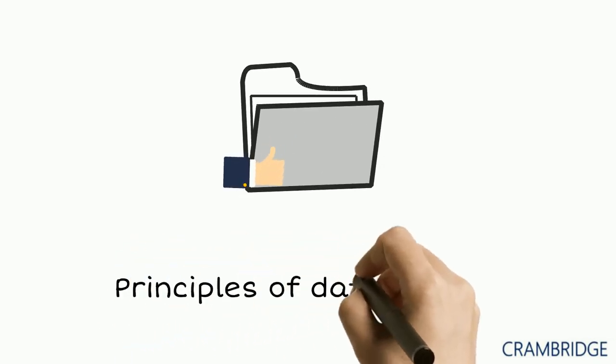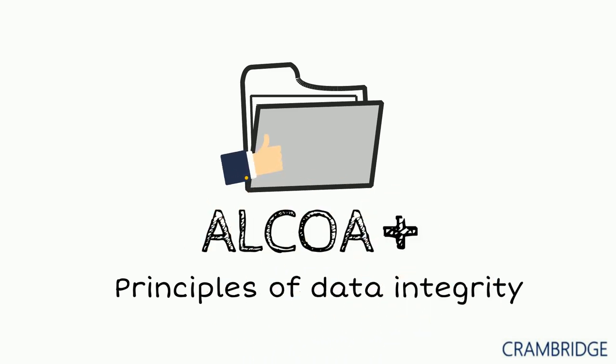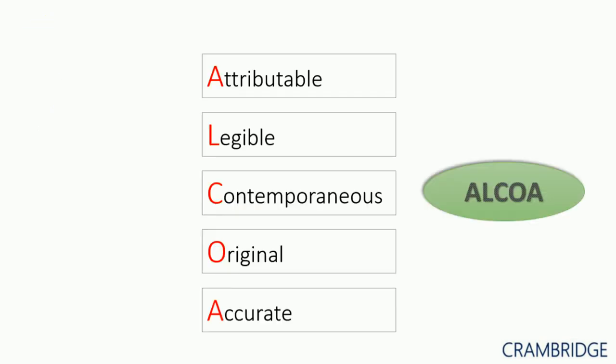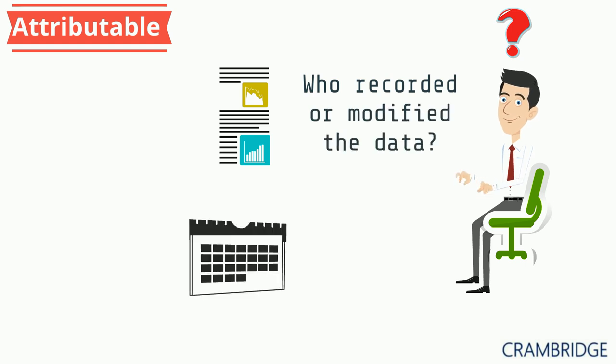For data to be reliable, it must follow all principles of data integrity. ALCOA, upgraded to ALCOA Plus, forms the gold standard for compliant data and records. A in ALCOA is attributable. Who recorded or modified the data, and when?